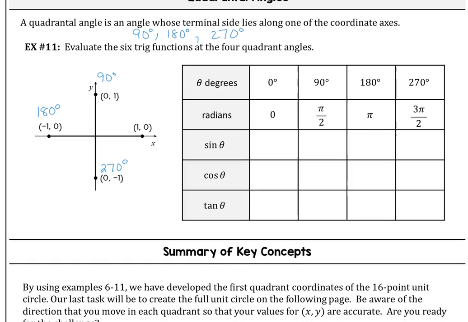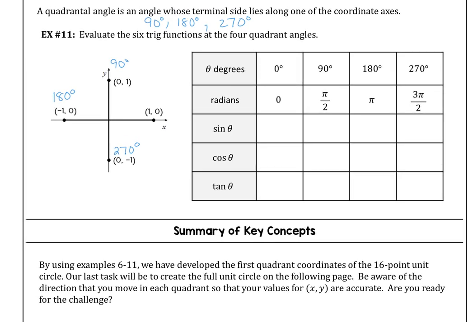So if you look at the coordinates here, the sine of 0, remember that's going to be the y-coordinate. That's going to be 0. Okay. The cosine of 0, if you look at the coordinates, is going to be 1. And remember, the tangent is sine over cosine, so that's 0 as well. When you look at 90 degrees, the sine of that is 1. The cosine would be 0. But remember now, if you do 1 divided by 0, you get undefined.